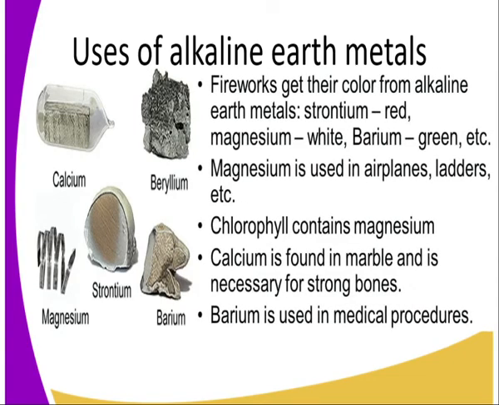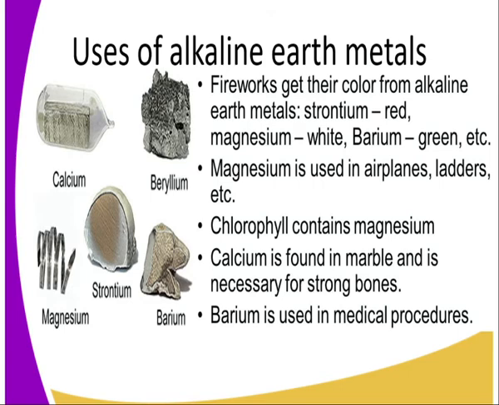So fireworks get their color from alkaline earth metals. For instance, strontium, which is red, magnesium, which is white, and barium, which is green, etc. Magnesium is used in airplanes, radars, etc. Chlorophyll contains magnesium, and we understand that we are heterotrophs, and therefore we depend on plants to manufacture food, and the plants then require chlorophyll for them to manufacture food.